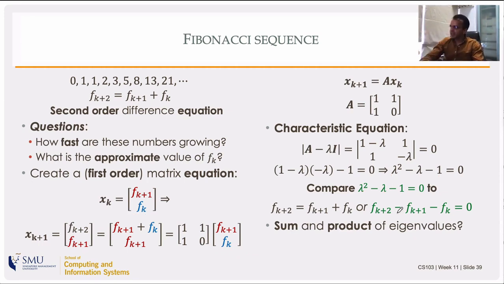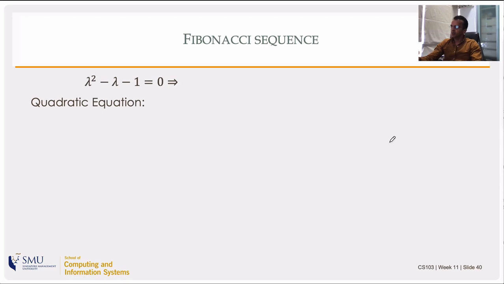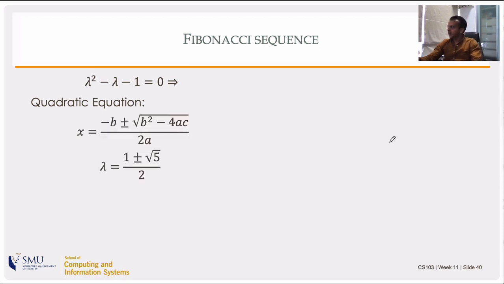From the properties of eigenvalues that we talked about, the sum of the eigenvalues of the matrix A will be the same as the trace. What is the trace here? 1. And the product will be the same as the determinant. What's the determinant here? Minus 1. But we have the characteristic equation, and this is a quadratic equation. We know how to solve it. So I just solve it. You will get lambda is equal to 1 plus or minus square root of 5, divided by 2.